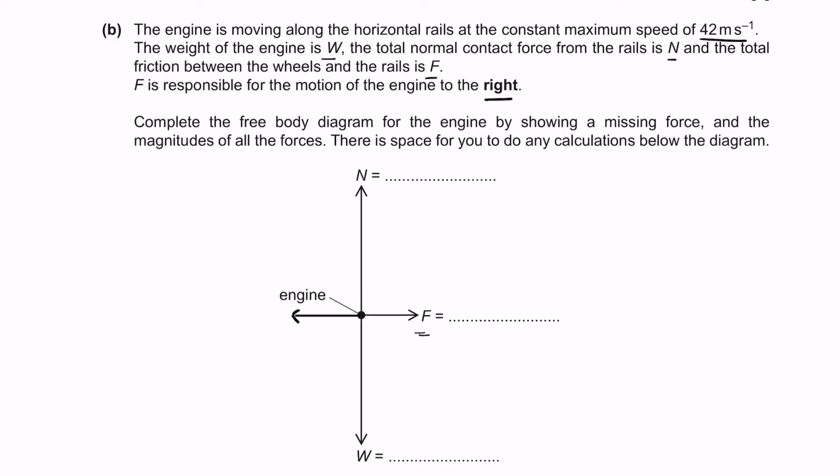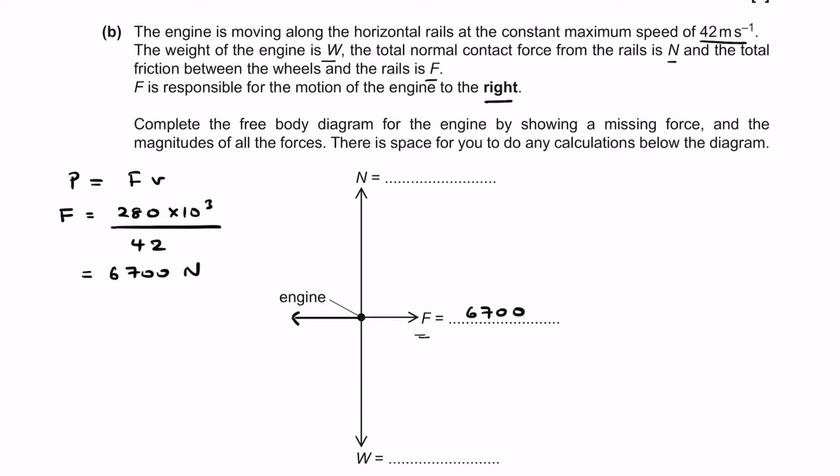So we can say that power is equal to force times velocity, and therefore the force is power, which is 280 times 1,000, divided by the velocity. Sorry, I was meant to find the force, not the velocity, my bad. So that's going to be over 42 meters per second, and that will give me a value of 6,700 newtons to two significant figures.